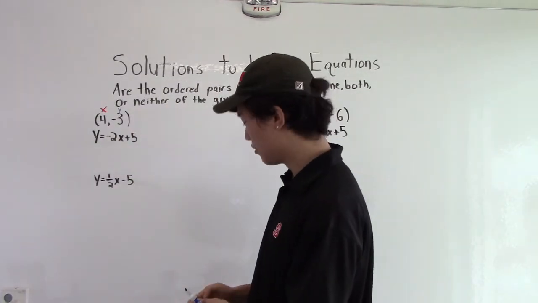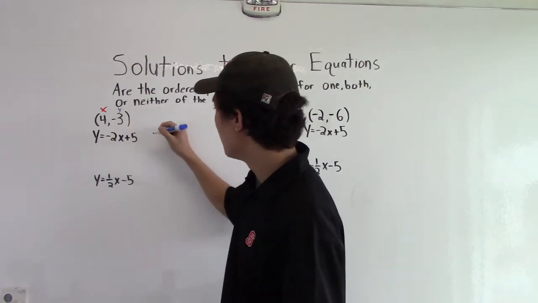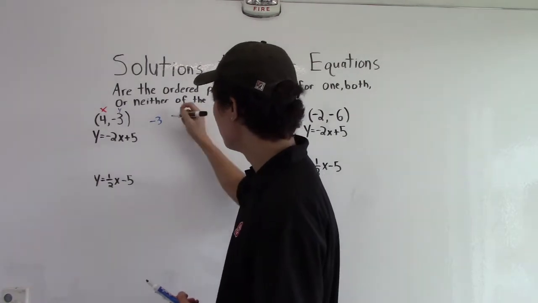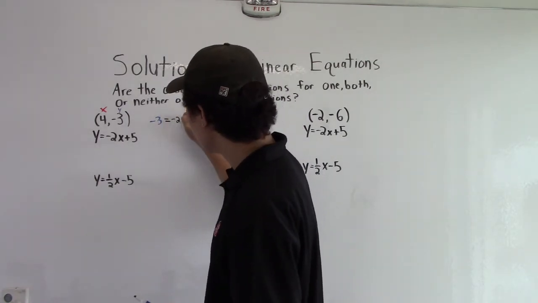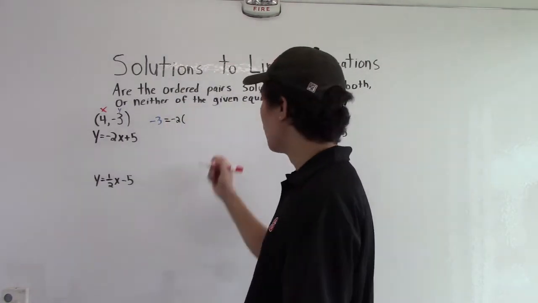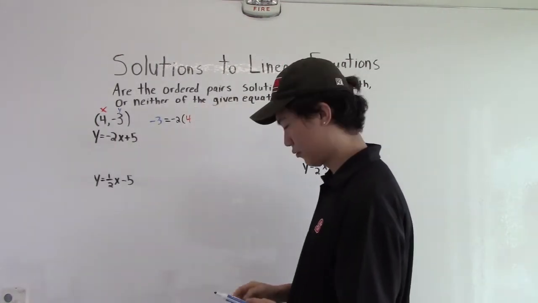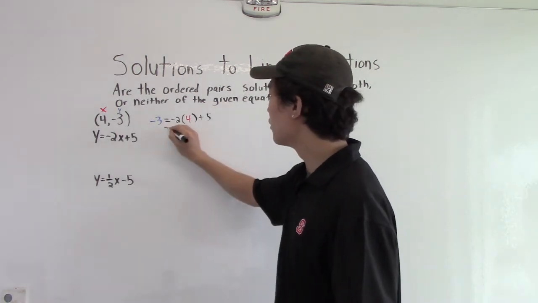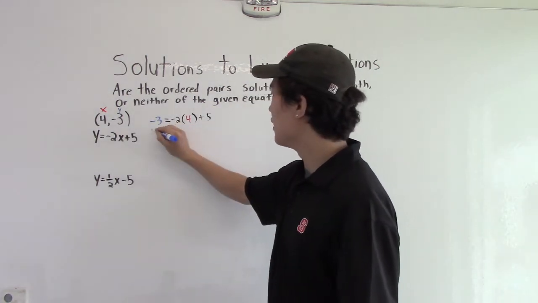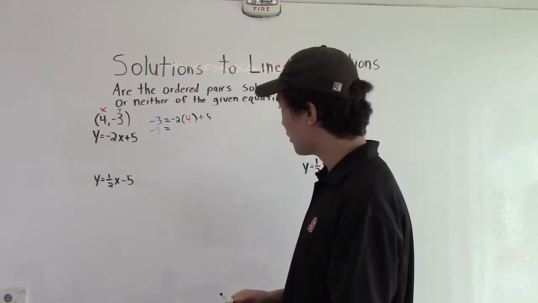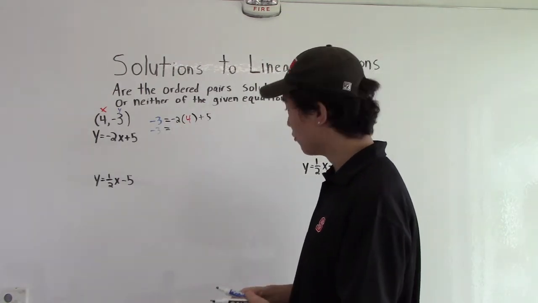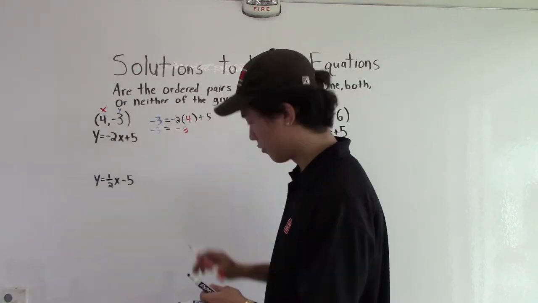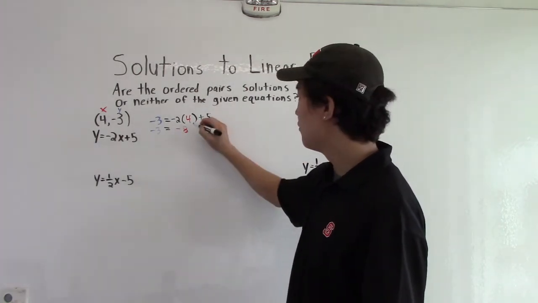So we can substitute those in, with the y value of -3 equals -2 times the x of 4 plus 5. And we can continue this down with the -3. Then we can multiply -2 times 4, which will give us -8, plus 5.